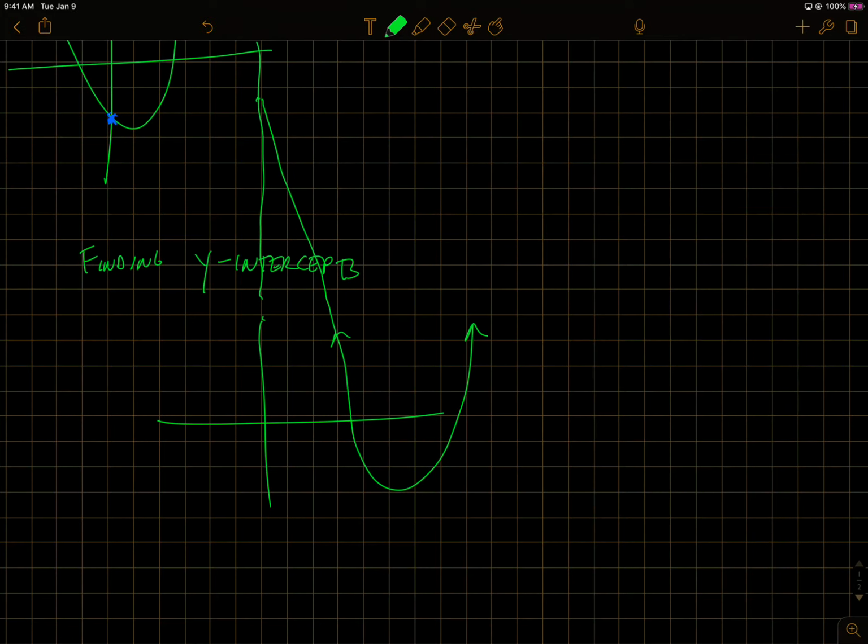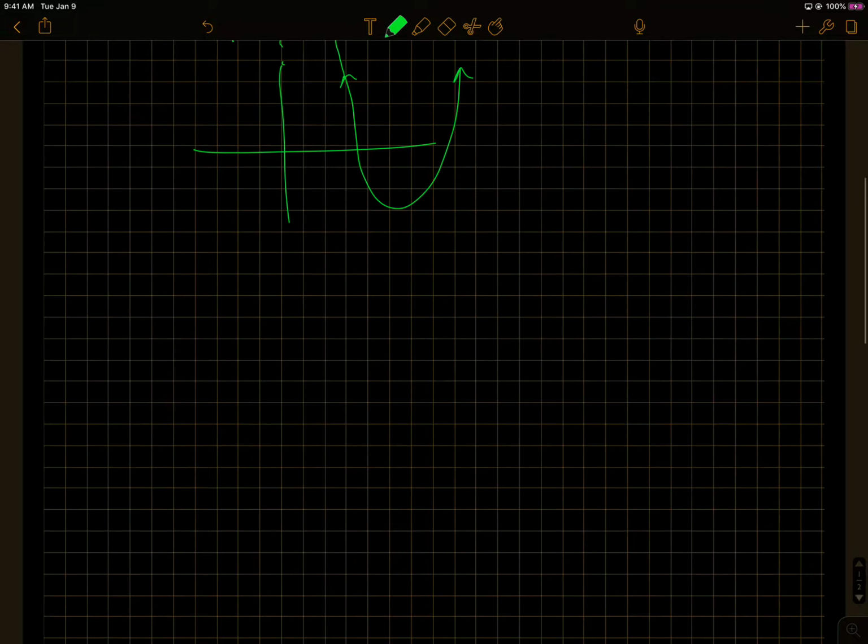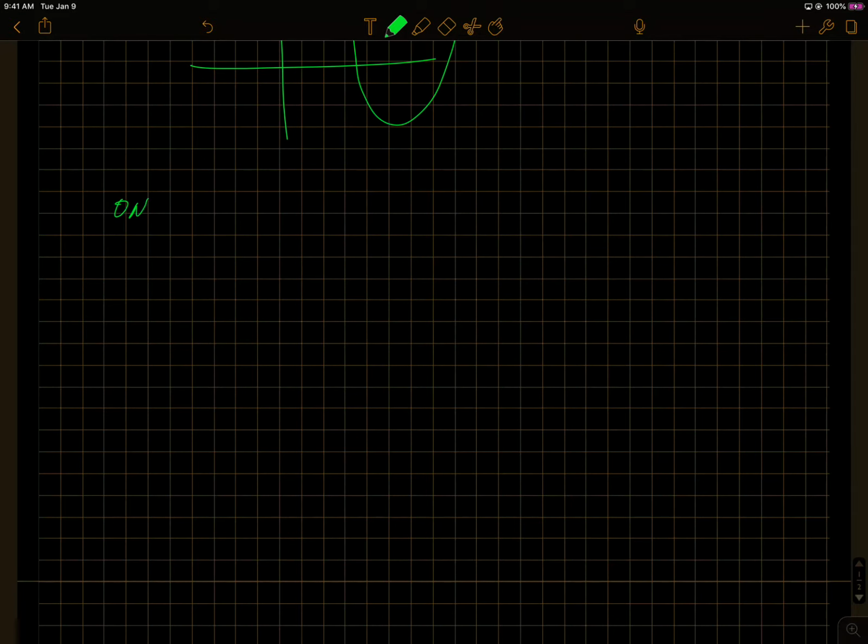Another reason why you can't have two is because if it had two, it wouldn't be a function. I would have to have it hit once here and then fold back on itself and hit again, and now the vertical line test is not passed, right? It's not a function. These parabolas are functions. So there's only going to be one y-intercept, exactly one, not less and not more.